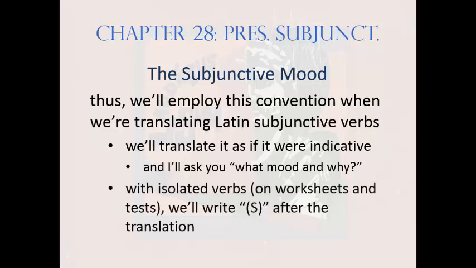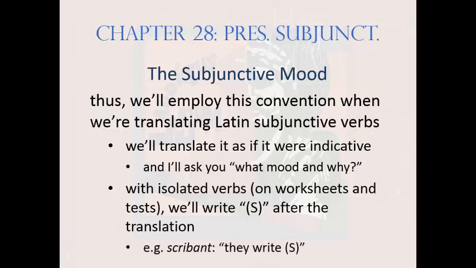When you're translating isolated verbs like you do on worksheets or tests, then write capital S in parentheses after your translation to show you know the verb's subjunctive. Some Latin teachers have their students include may or might when they're translating Latin subjunctive verbs, but I don't like that, since the vast majority of the time you're not going to include those words in your English translation of a Latin subjunctive. Why learn a habit you're just going to have to unlearn later?